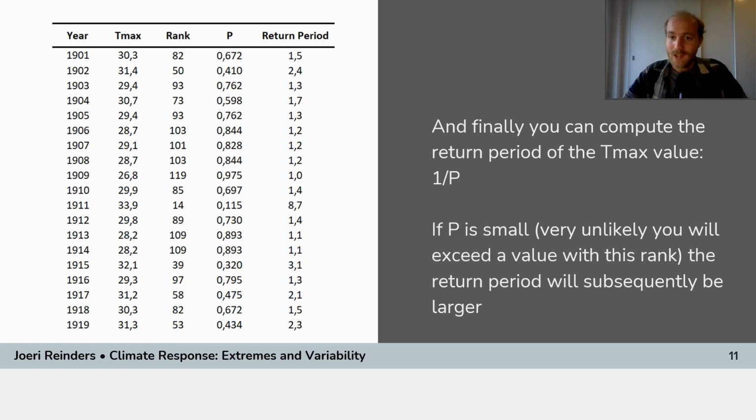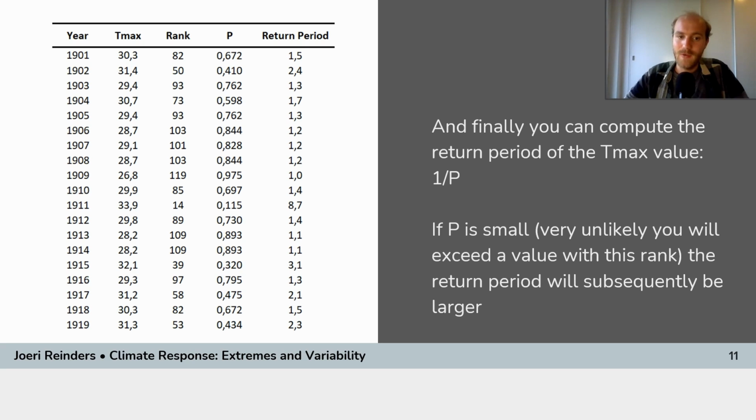Then finally, we need to compute our return period. We do this by dividing 1 by the exceedance probability. If you have a high exceedance probability, so it was very likely that our value was exceeded in any year, then the return period will of course be low, because 1 divided by a higher number is lower than 1 divided by a low number. If it's a low probability indeed, we have a high return period.